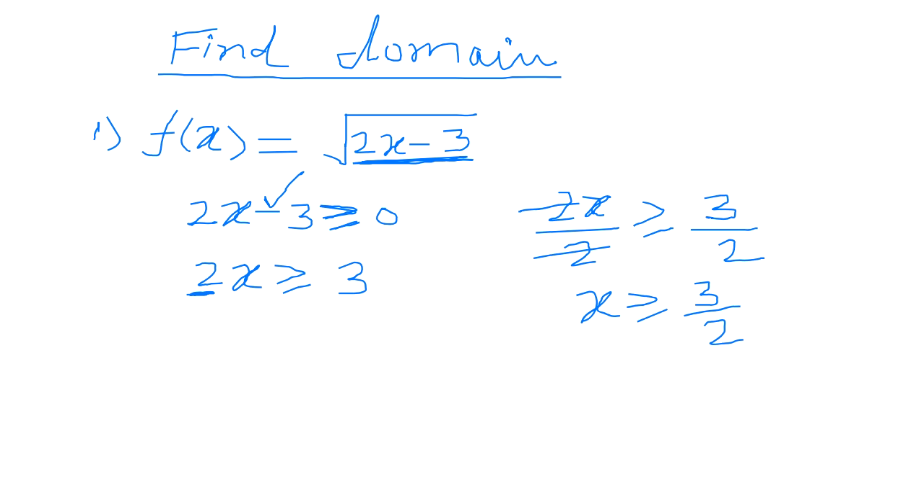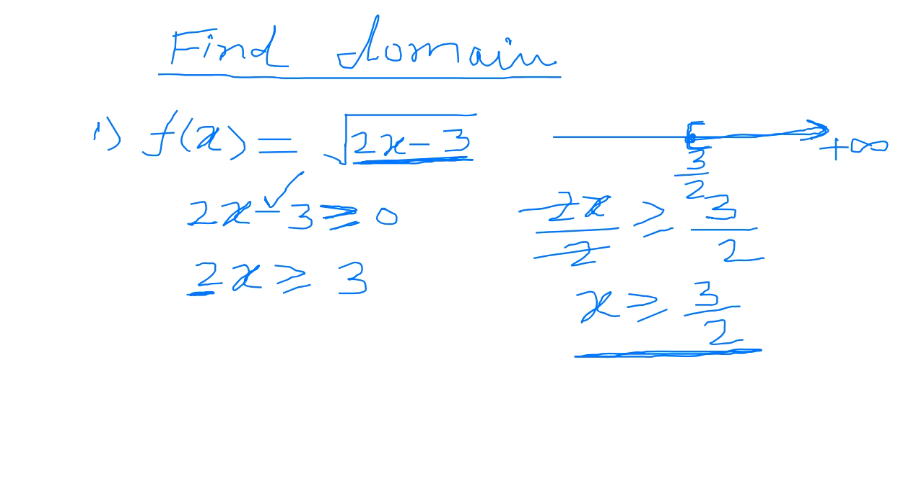So what is the domain? x equal to 3 over 2 and x greater than 3 over 2. How do I write it? See this line. Here is 3 over 2. Greater means to the right, up to where? Up to positive infinity.